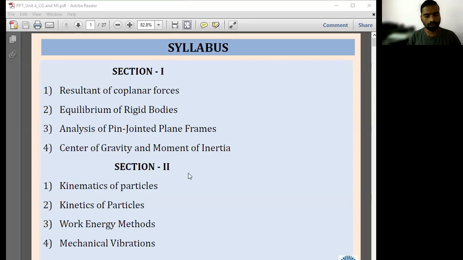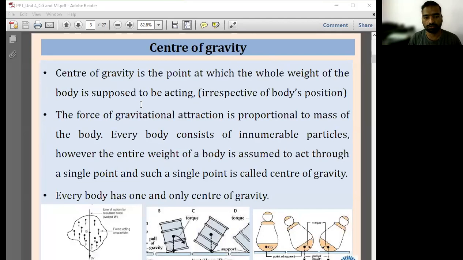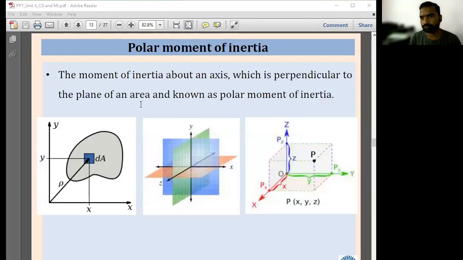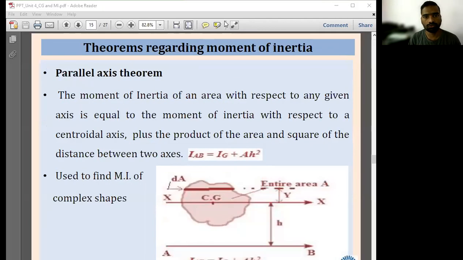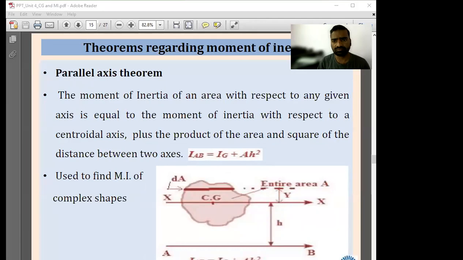Okay, let us continue with the centroid and moment of inertia. In the last class, we have studied about the centroid. Here, you just have to remember the formula. Maximum, you have to remember all the formulas.